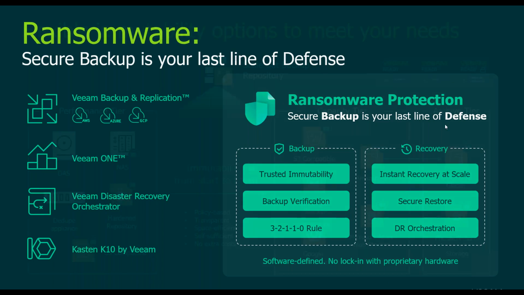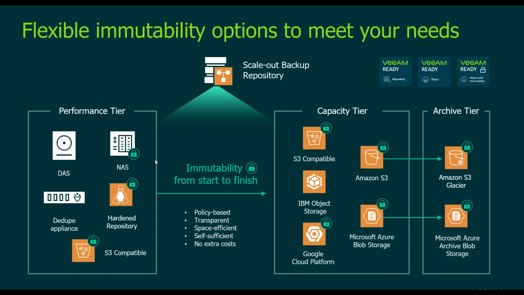Now, when it comes to immutability, we've just added multiple immutability targets. So we've just added Microsoft Azure immutability in Azure Hot and Cool and also Azure Archive Storage. We've also added local immutability on Amazon S3, also on any S3 compatible object storage. The reason we've added local immutability is Veeam can now write directly to object storage.